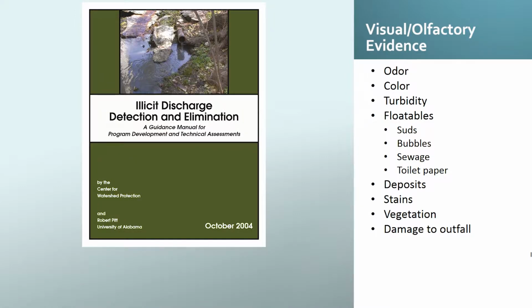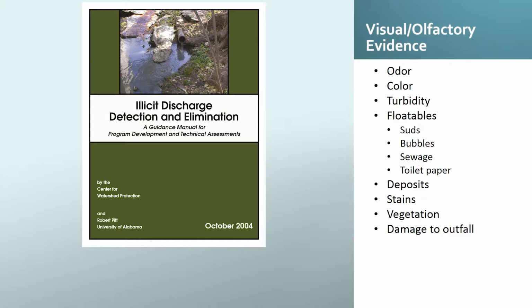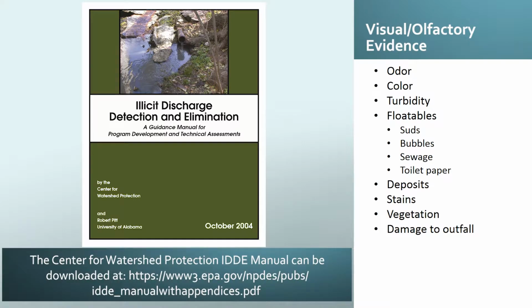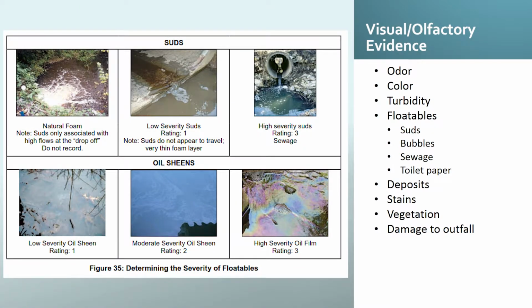These images are taken from the Center for Watershed Protection IDDE manual, which was published in October 2004. This is a very handy manual. If you have not come across it, I'd recommend downloading it. The Center for Watershed Protection IDDE manual can be downloaded at. Here are some more images from the Center for Watershed Protection IDDE manual.